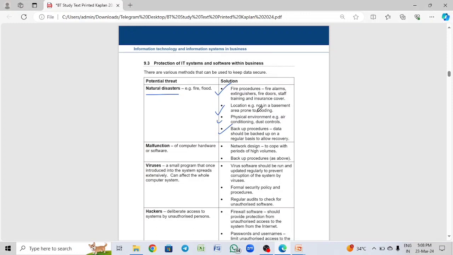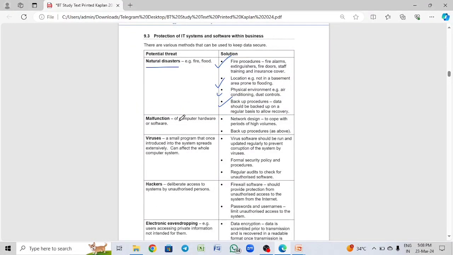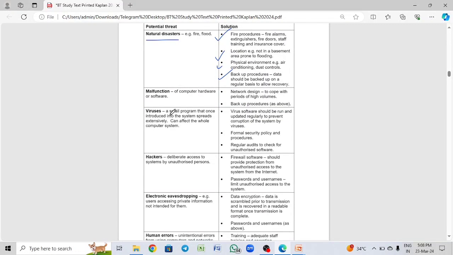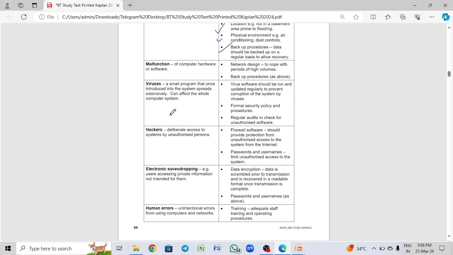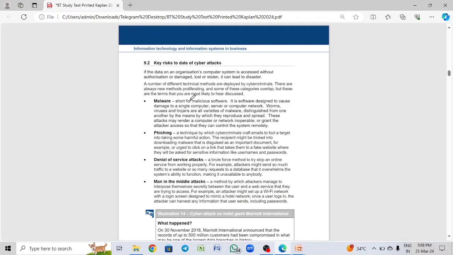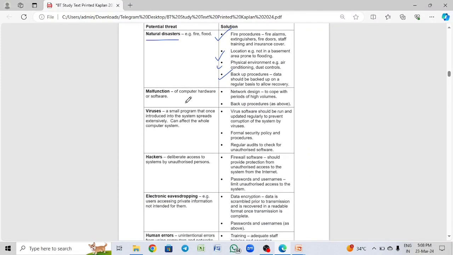Now the malfunctions are in the computer hardware or the computer software. They get corrupted, so we can get better network designs to cope with the high volume of data, and the backup procedures, to get an easy recovery of data. Then the viruses, the kind of malwares we studied over here, if they are in our computers. So what are the procedures we can do to protect our data from the viruses?